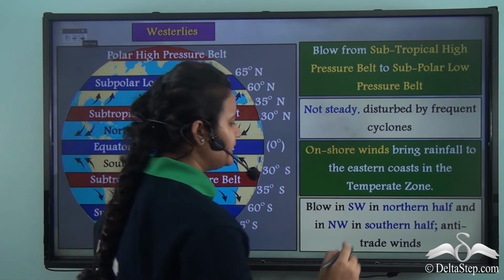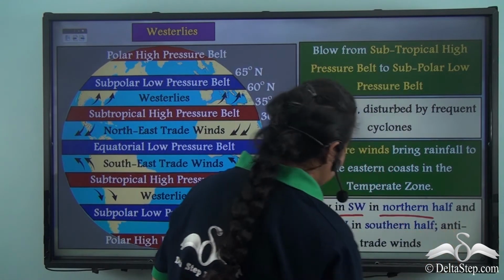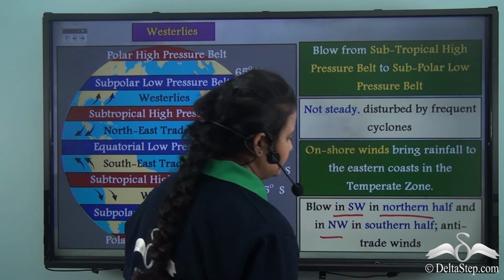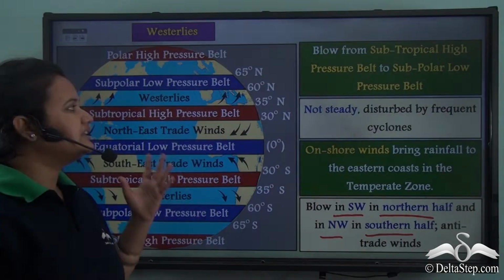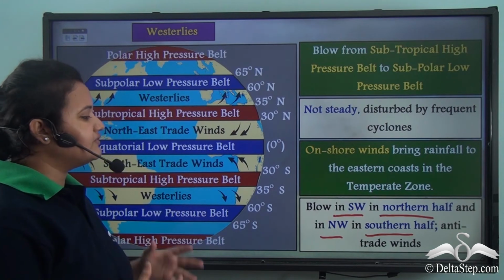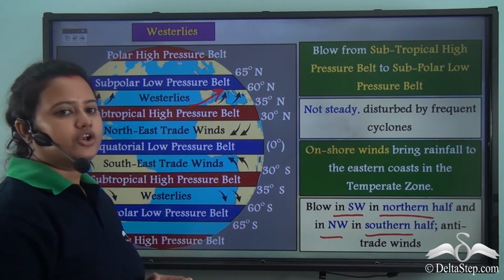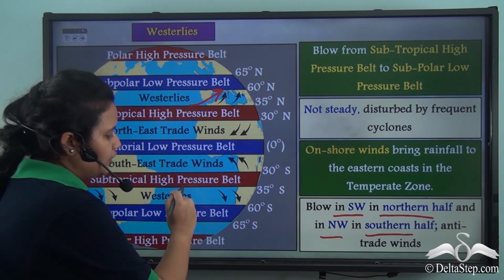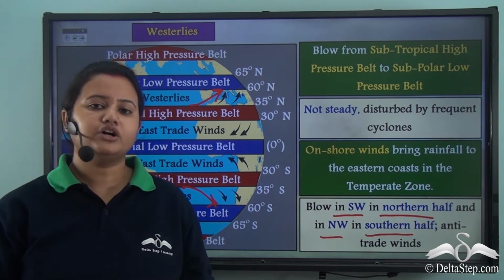Now let's learn about the direction of westerlies. Westerlies blow from the southwest in the northern half and from the northwest in the southern half of the globe. In this picture, we can see that the westerlies blow from southwest in the northern half and from northwest in the southern half of the globe.